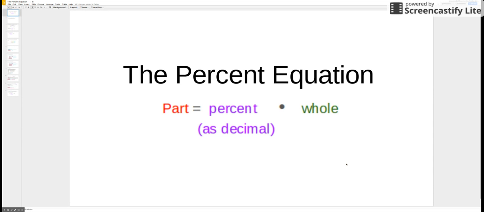Hi there. In this video, you're going to learn about the percent equation. First thing I want you to do before we actually get into it is write this down. This is a formula that you need to know for the percent equation. Part is equal to percent as a decimal times whole. Okay?